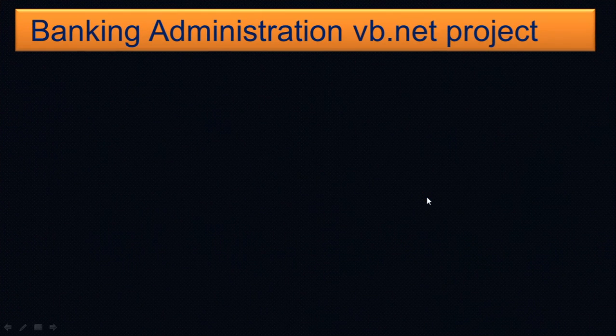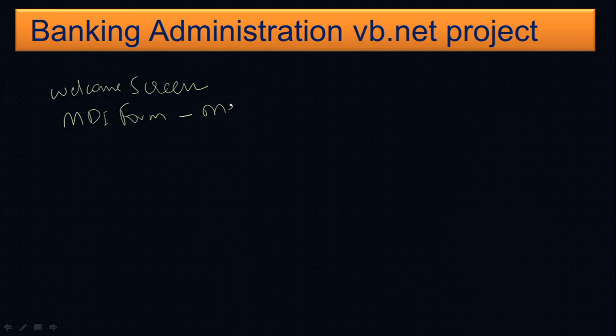Now let us understand the project, what things we can add, and how we do this project. Banking is a very old concept. So what are the main things we need to cover here? In order to make a project, you require multiple forms. Therefore we can start with the welcome screen. The first one is a welcome screen. Next we can have an MDI form. In the MDI form you have to use the menu bar. We should know how to create the menu and how to create the MDI form.